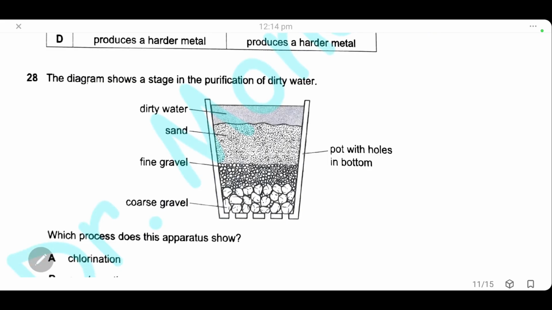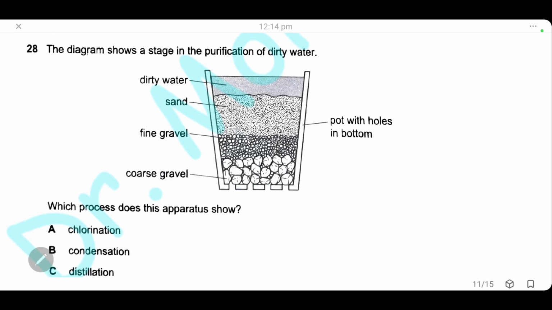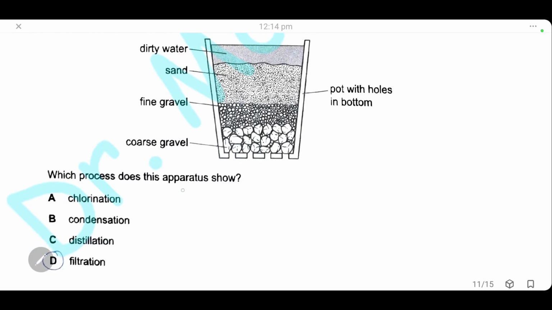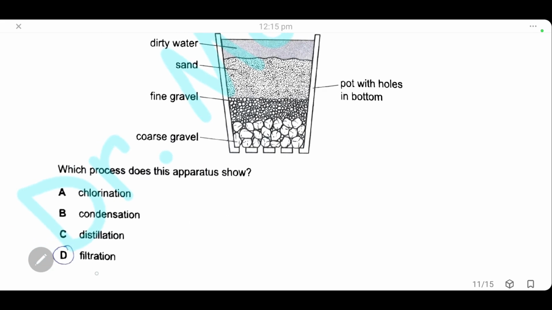Question 28. The diagram shows a stage of purification of dirty water. As we can see here, we have the dirty water on top, then sand, fine gravel, coarse gravel in a pot with a hole in the bottom, so the water can go through the gravel and sand, and we can collect it from these holes. Which process does the apparatus show? We can easily see that this diagram shows us filtration, so the answer will be D.